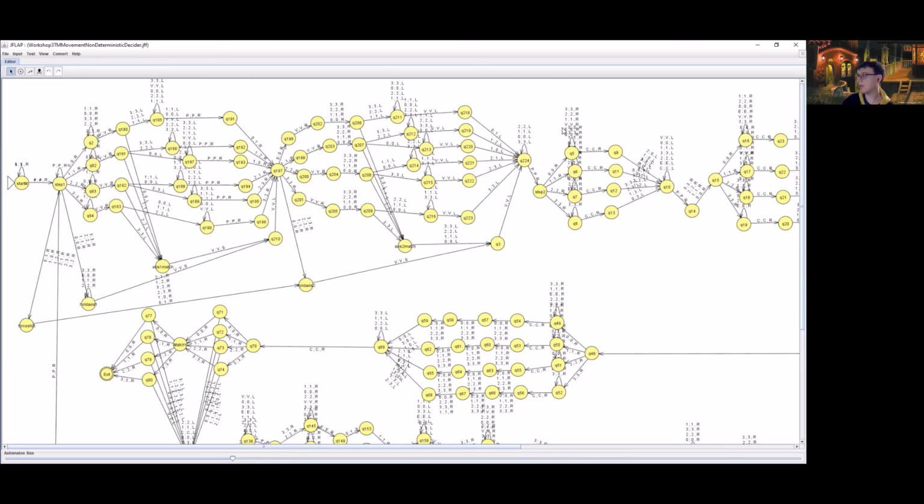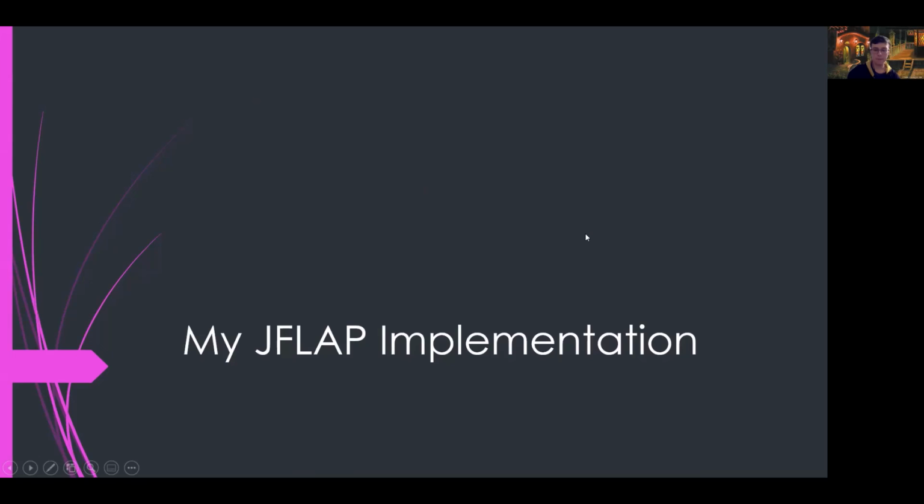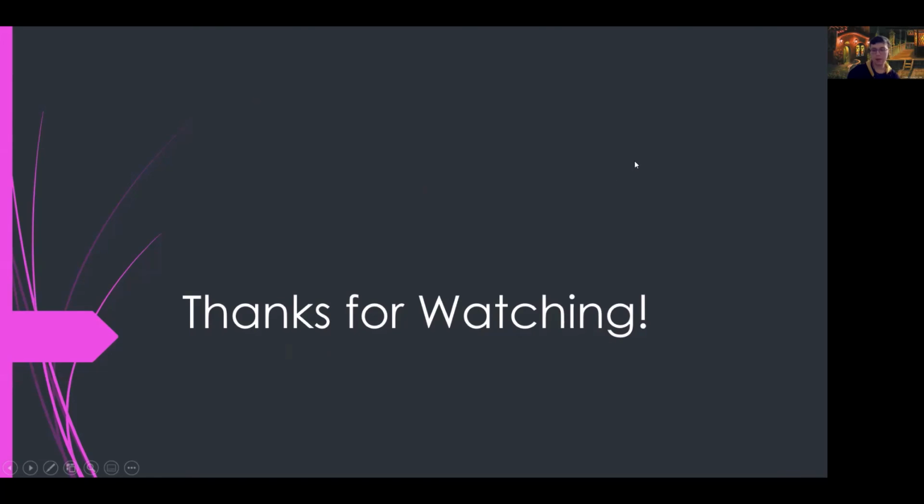But this is what I have from a Turing machine. Feel free to ask questions about it if you like. All right, coming back to the slides. That was all I had. I wish I could do more, but I'm really happy with what I tried to do now.